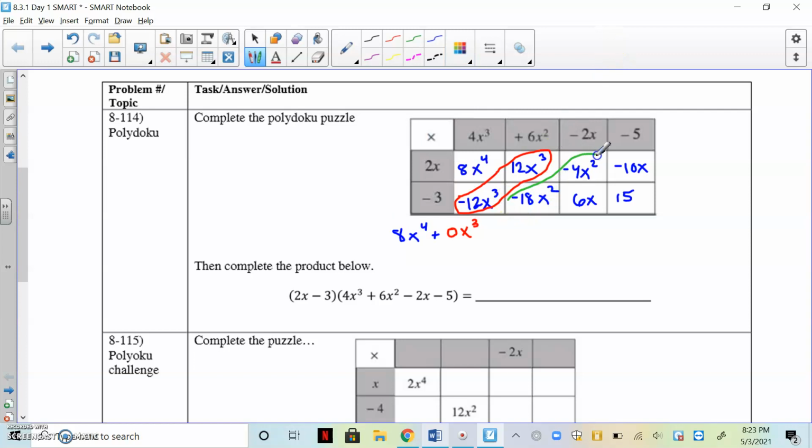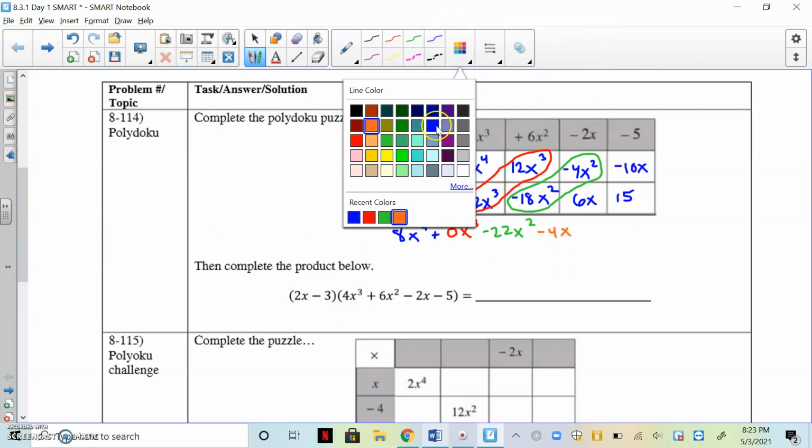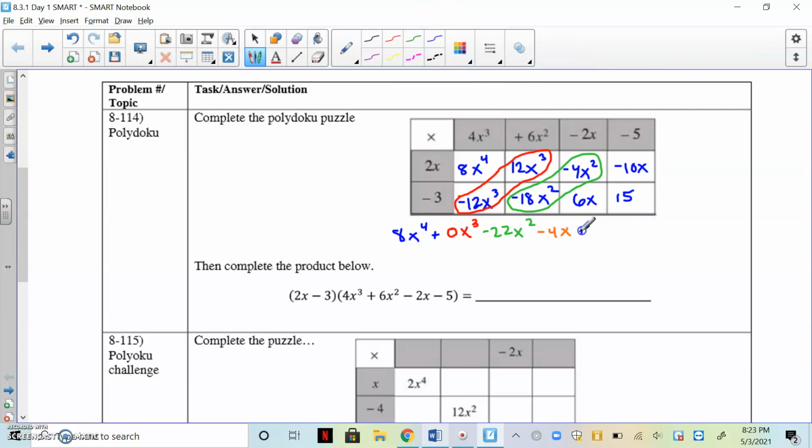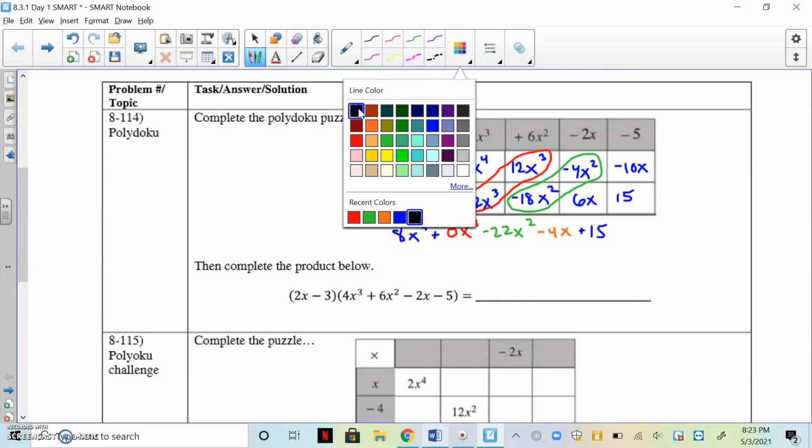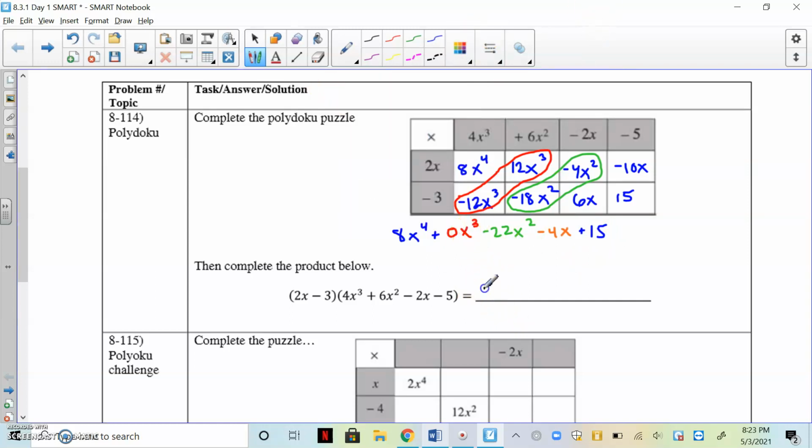Negative 18x squared plus negative 4x squared is going to be negative 22x squared. 6x plus negative 10x is going to be a negative 4x. And then we just have a little 15 hanging out on the end. It doesn't have to combine with anybody. And so this is our answer. If I were to write this down here, we can omit this 0 term now. It's irrelevant. So 8x to the 4th minus 22x squared minus 4x plus 15.